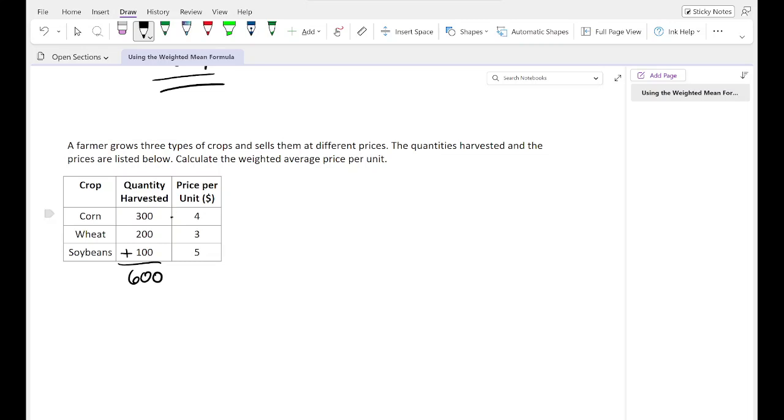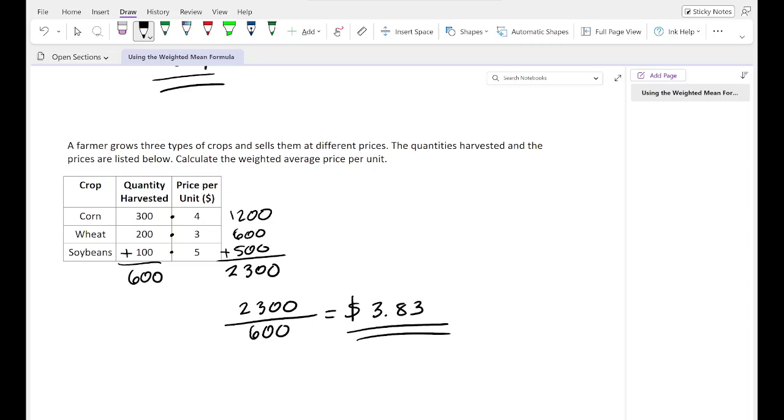Now I'm going to do the same thing I did before. I'm going to multiply straight across. So 300 times 4, 1200. 200 times 3, that's going to give me 600. And then 100 times 5, that's going to give me 500. Again, I'm going to add all of these up, and I'm going to end up getting 2,300. Now again, that is all the hard work. And now I'm just going to do 2,300 divided by 600.